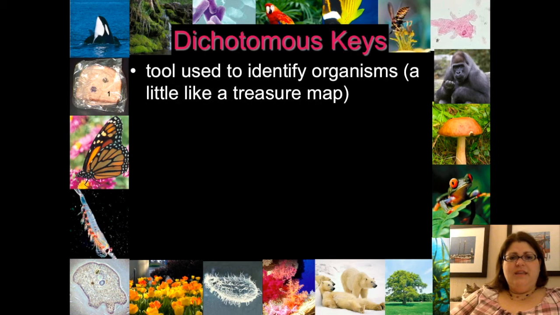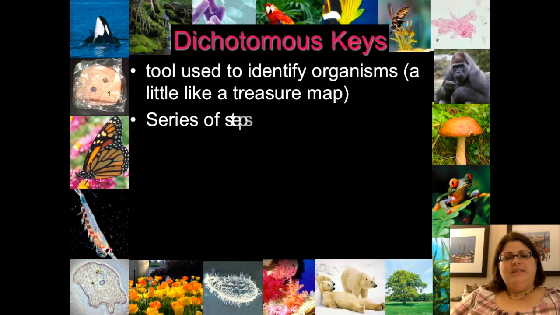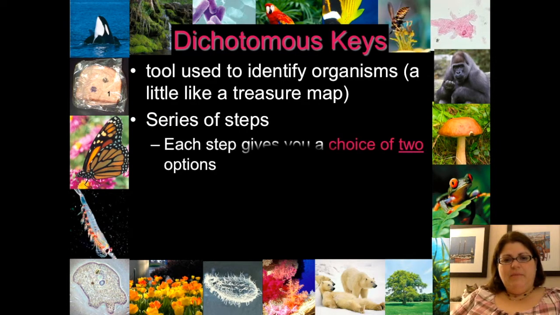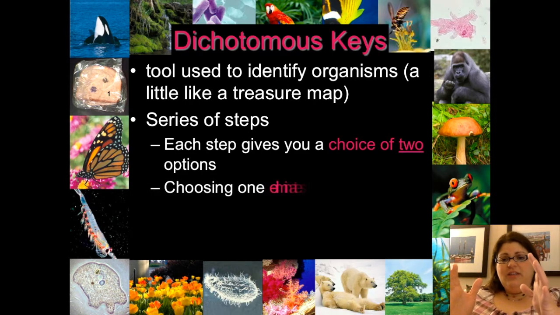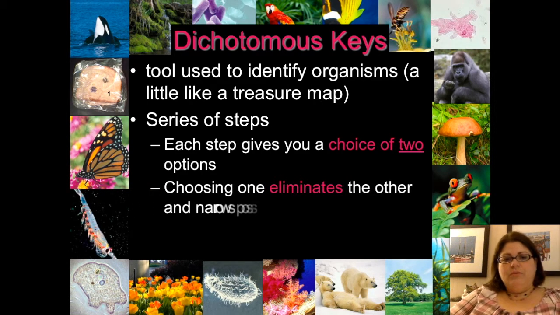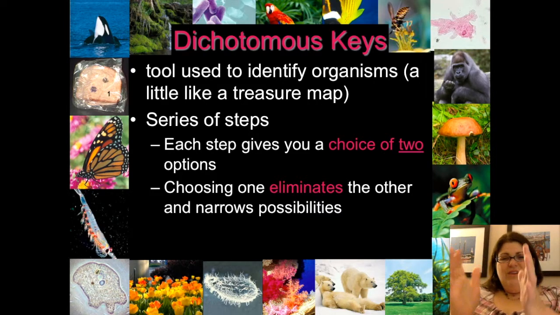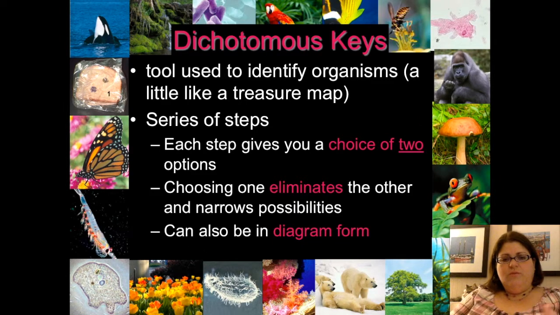So a dichotomous key is a tool used to identify organisms, and I think of it kind of like a treasure map, or more like a scavenger hunt. Once you answer one question, you go on to the next question, and so forth. So it's a series of steps, and each step presents the user with a choice of 2 options. It's either this or that. When you choose one of the options, you're essentially eliminating the entire rest of the group, and therefore narrowing down your choices. Eventually, it will guide you to the group name.